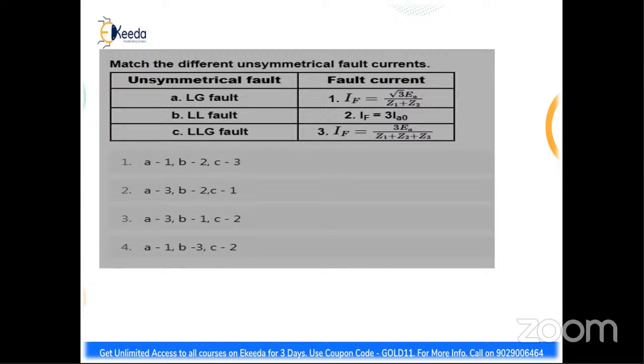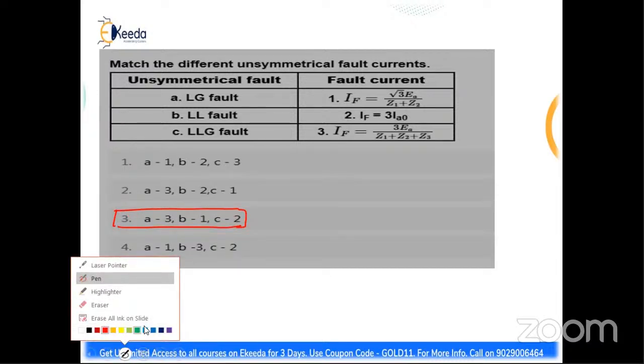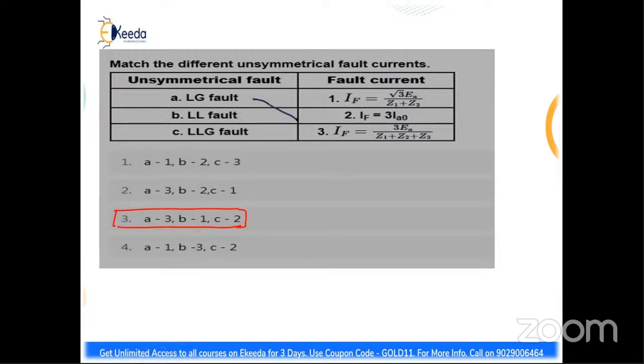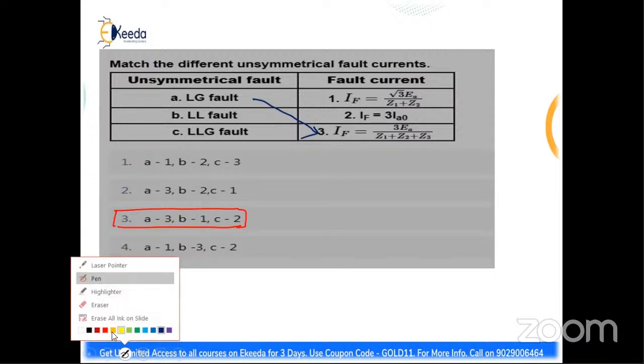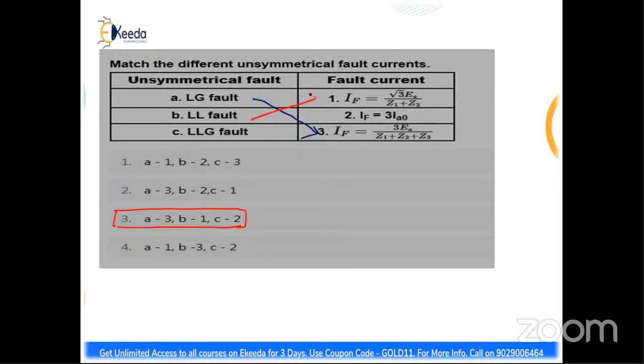Unsymmetrical faults. The right answer for this question is option 3, that is A to 3, line to ground fault. Next, B to 1, that is line to line fault, and C is 2 here. So line to line ground fault is IF equals 3 IA0. Okay, so let us see now.